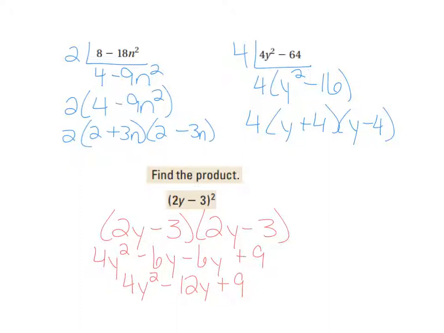And this has a special name. This is called a perfect square trinomial because it came from multiplying a binomial by itself. We squared a binomial and we got a perfect square trinomial.